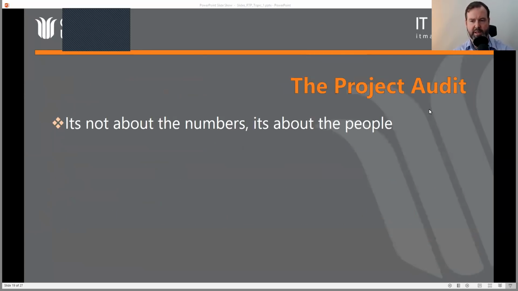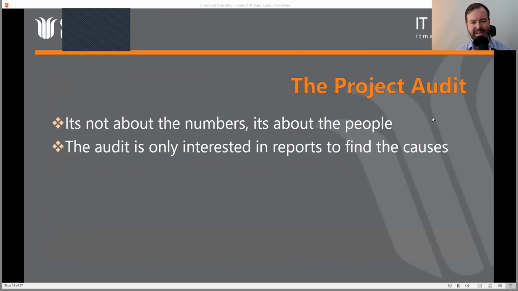So then we get to a stage with the audit. Now I will go through this a little quick because the audit is something we'll go through in a little more detail in the coming weeks. But as we've been talking recently, we're talking about emotional aspects of entering into a recovery phase. And the project audit is largely about the people. You look at the reports, but you're looking at the reports to find the reasons why.